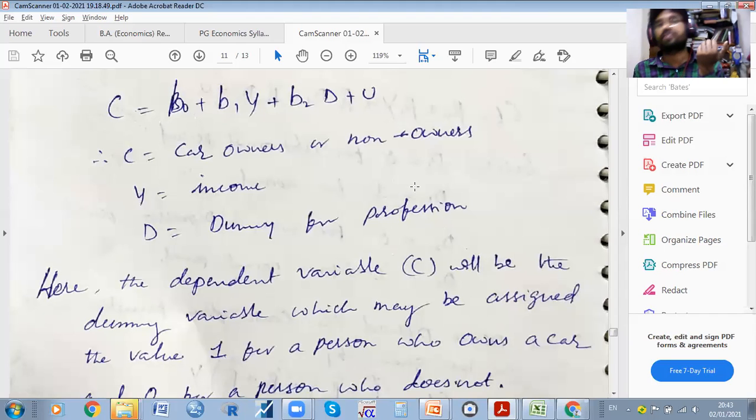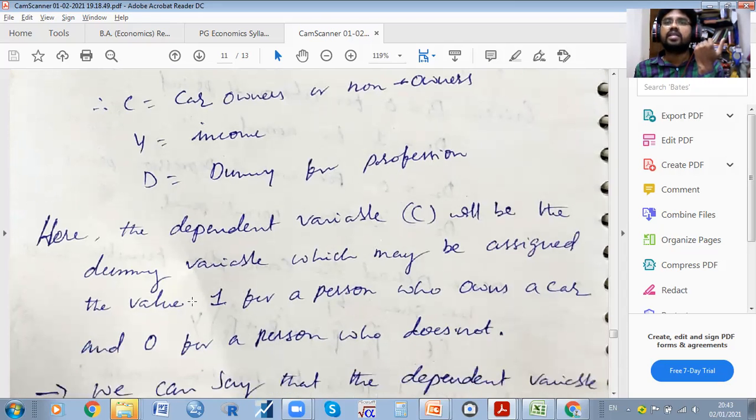For example, if you take software. If you take the profession of the people, for example, if I collect information from the software people, their profession is software engineer. So definitely most of the people might have cars. For example, a student may not have a car. Only fewer people have cars. Am I right? So like this, I can put 1 for the person who owns a car and 0 for a person who does not have the car.